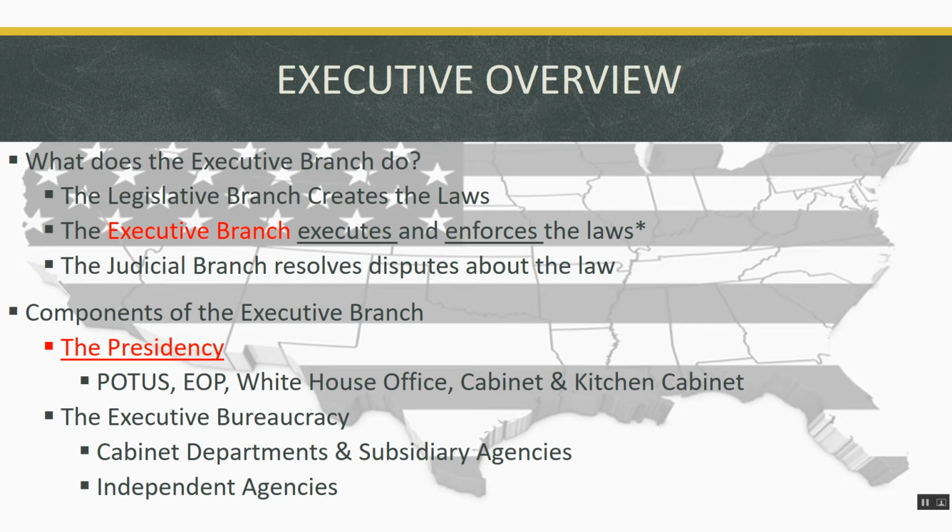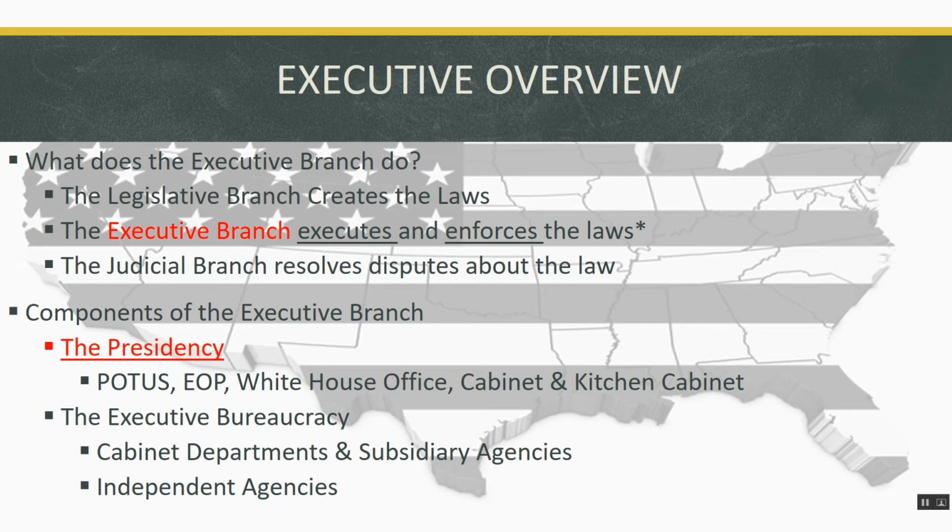And if Congress were to create a law that, for instance, said we're going to distribute tax dollars to various U.S. households to help stimulate the economy during a quarantine period, well, it would be the IRS responsible for making sure that everybody got their checks. So the executive bureaucracy, again, is a very large and important part of the executive branch, but we're not going to talk about the executive bureaucracy in this video. We're going to save that for later.